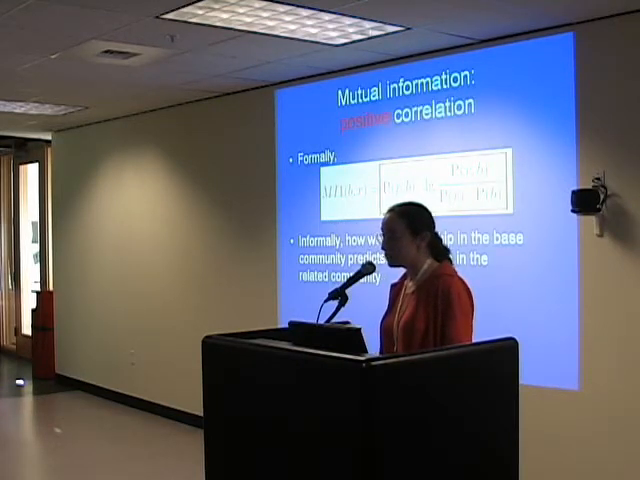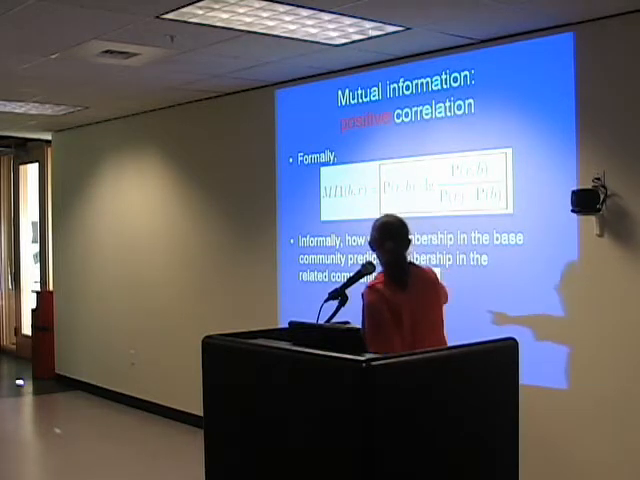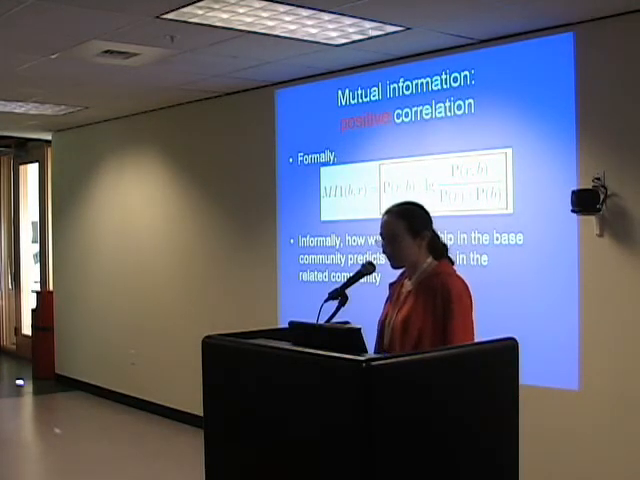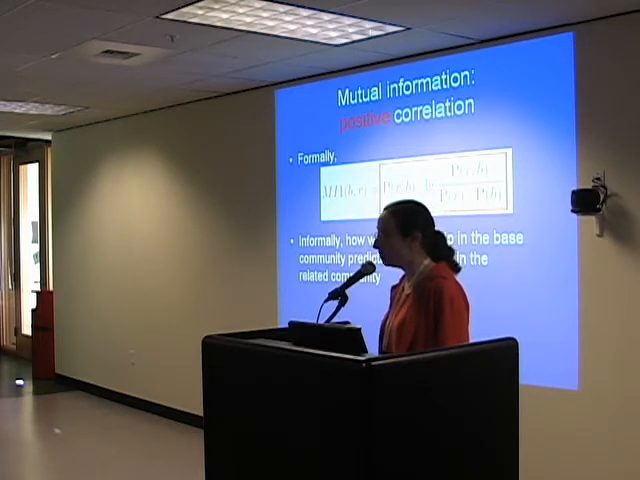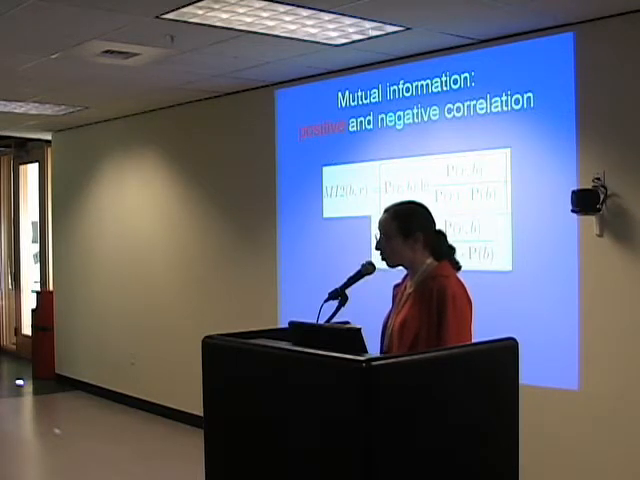Another measure that's used is mutual information. Specifically, I'm looking here at positive correlation, which is the upper left corner in this matrix. What this formula shows is how well membership in the base community predicts membership in the related community. And then there's another version where we add negative correlation in the blue, which is how well non-membership in the base community predicts non-membership in the related community.